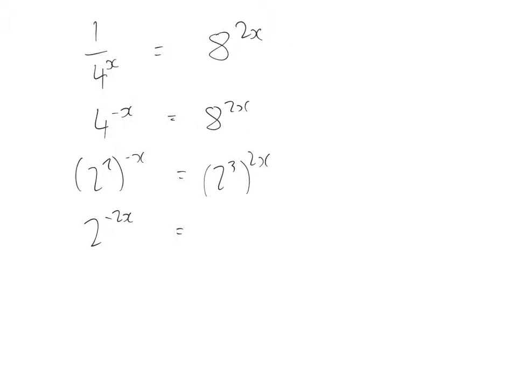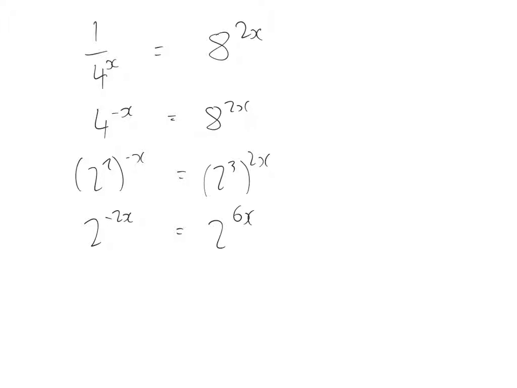Thanks for shouting me down there to say how wrong I was. That really disturbs me. No, 2 times negative x is negative 2x. And on the right-hand side, I have 2 to the power of 6x. You just end up with 0. Yeah, you will. Thanks, Anurag.